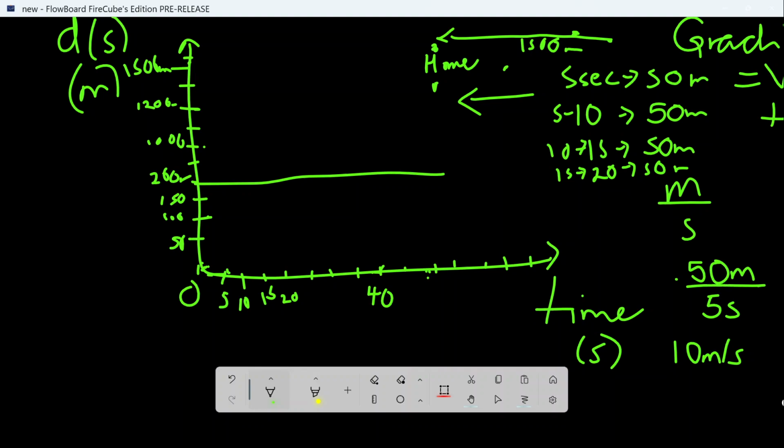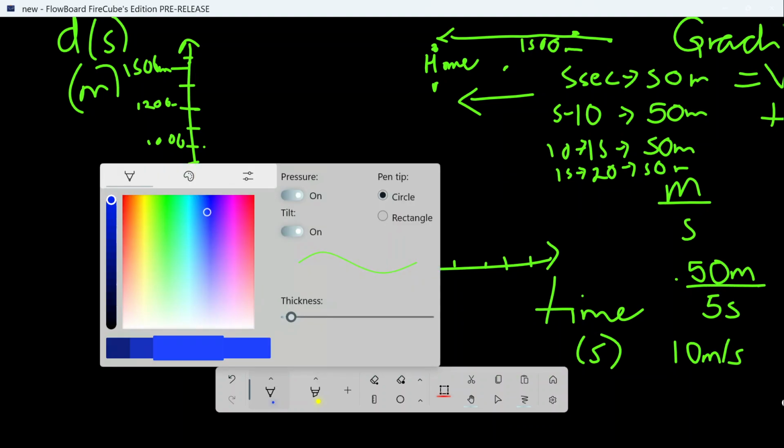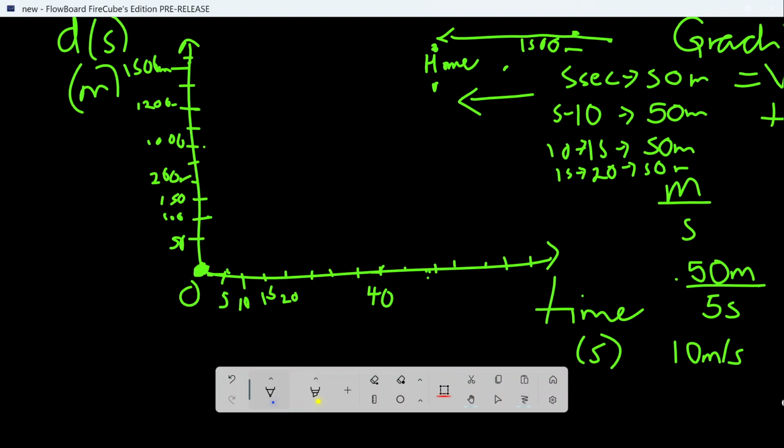What's the gradient of a line that's horizontal like this? The gradient is 0. So in the same way, because the displacement is staying the same, the velocity here is also just 0. They're not moving. Now let's look at some curved lines. How could we get a curved line from a displacement time graph? Let's see. Let's say that at time 0, you're right at home. So you're right there. Let's use maybe a different color. Let's use a blue. So at time 0, you're right there, just at home.